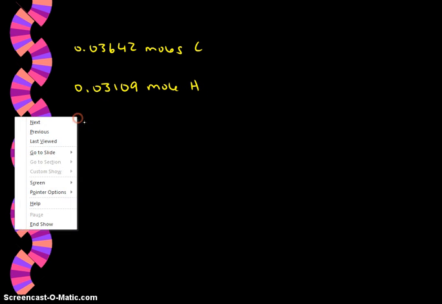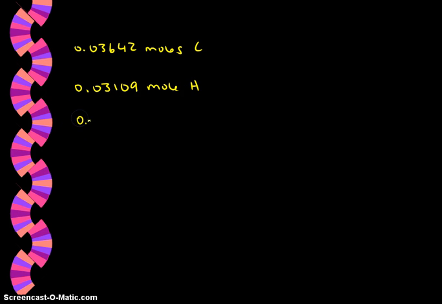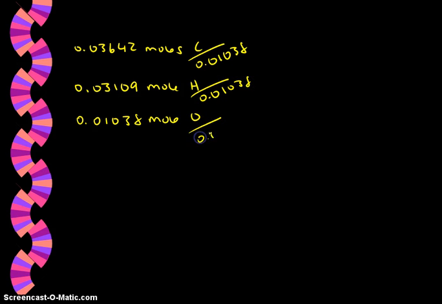So we have 0.03642 moles of carbon, 0.03109 moles of hydrogen and 0.01038 moles of oxygen. We're going to divide by the smallest number. So the smallest number is 0.01038. Divide everything by the same thing. That keeps the ratio the same. And that's going to give us a 3.5 to 3 to 1 ratio.